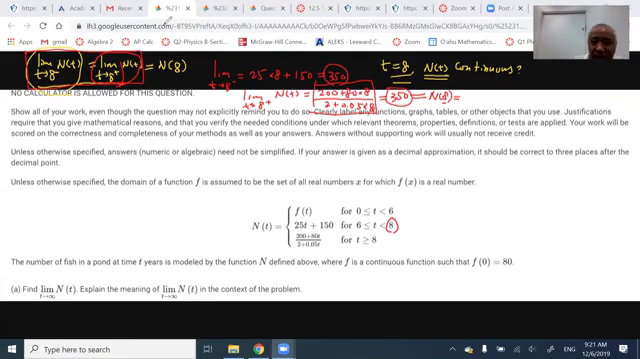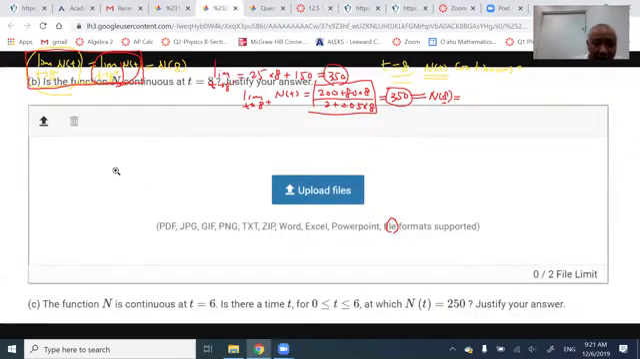Now we go to the next one, the third one. The question asks: if function n is continuous at t equals 6, is there a time t, for t greater than or equal to 0 and less than or equal to 6, at which n(t) equals 250? Justify your answer. How do you do this one? Anna, what's in your mind when you look at this question?